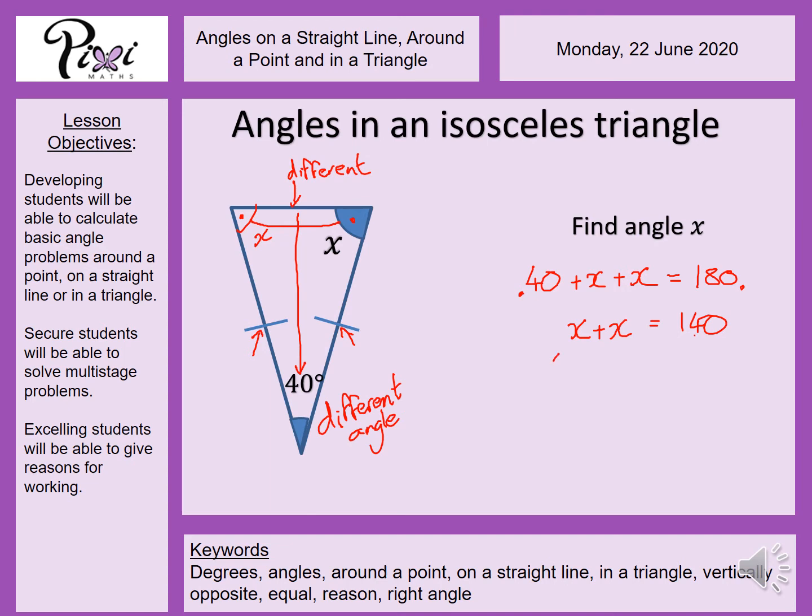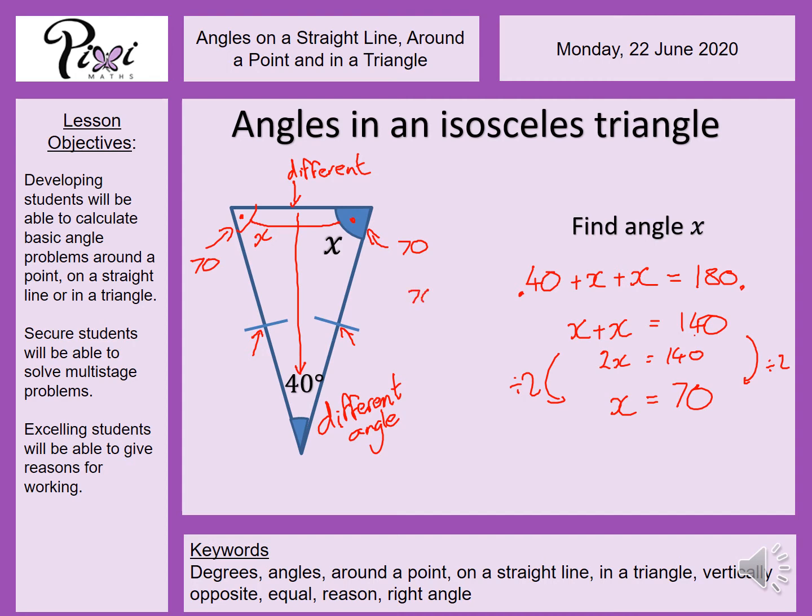So dividing by 2, because I could write this as 2x equals 140, because I've got x plus x. So dividing by 2, that gives me x equals, and then 140 divided by 2 is 70. So that tells me the missing angle x is 70. And that is the case for both of these. These are both 70, because they're both the same. So I can check my answer.